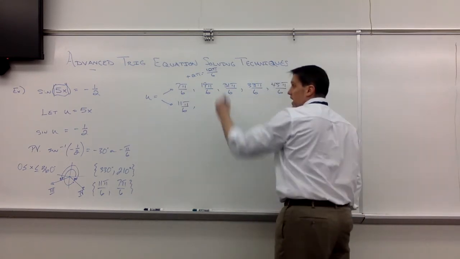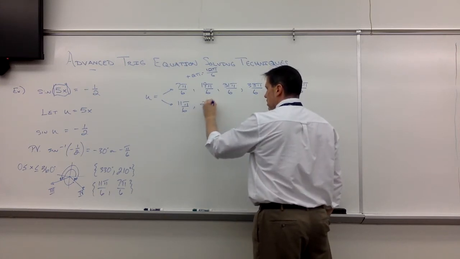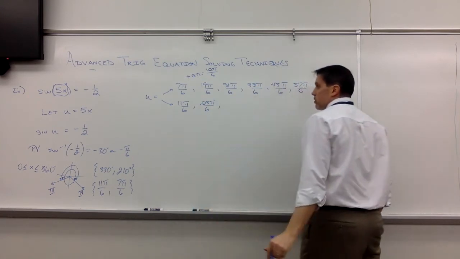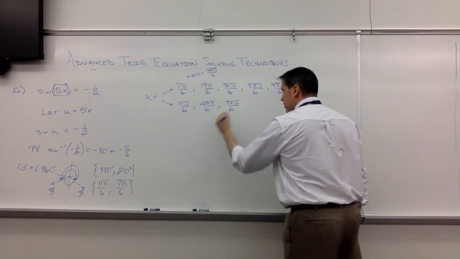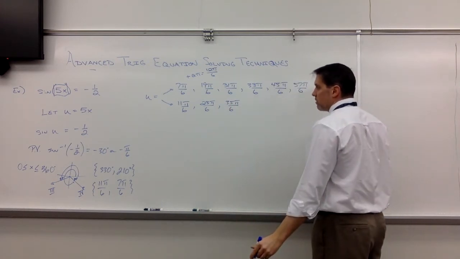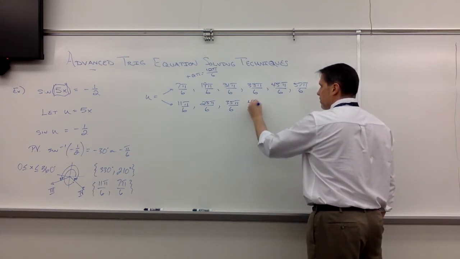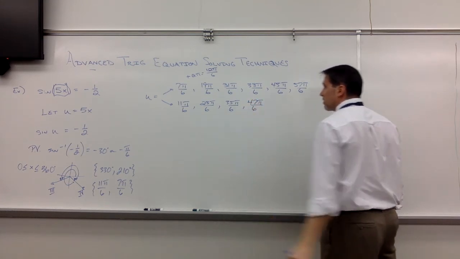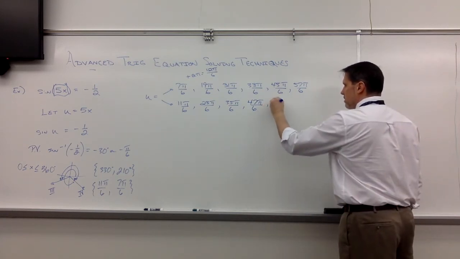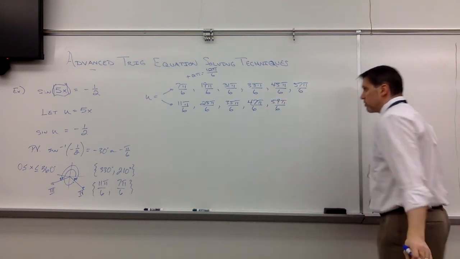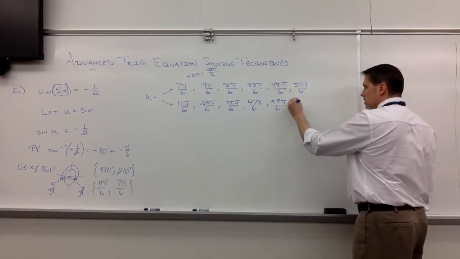So 11 pi/6, we're going to add a 12 pi/6 to that one. We get, what, 23 pi/6? Add another 12 pi/6, that's 35 pi/6. Another 12 puts us at, what, 37 pi/6, 47 pi/6. Another 12 puts us at 59 pi/6. Another 12 puts us at 71 pi/6.